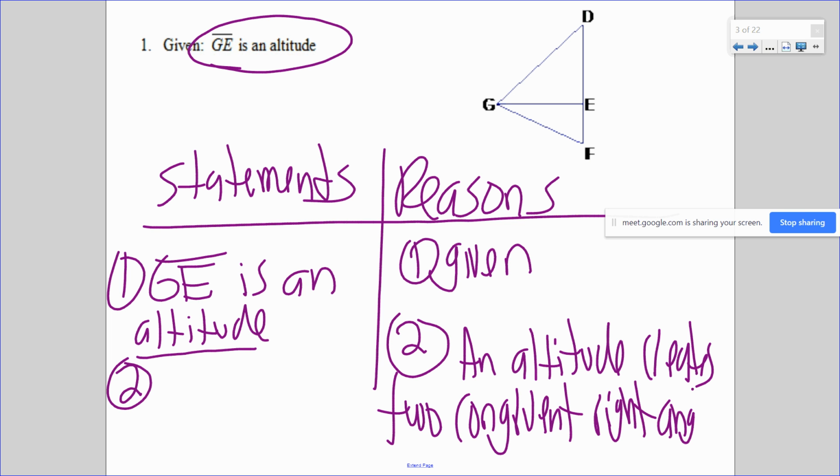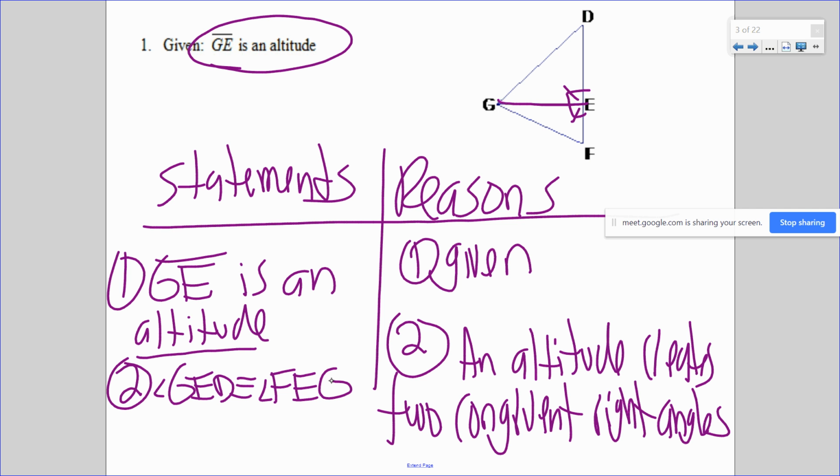So what you need to do is find the right angles. Well, if GE is an altitude, the right angles are where the altitude hits the base. My right angles are at E. There they are. Now I just need to name them. When I name angles, the vertex must go in the middle, so E must go in the middle for each of them. So I'm going to say that angle GED is congruent to angle FEG. And again, the reason is an altitude creates 2 congruent right angles.